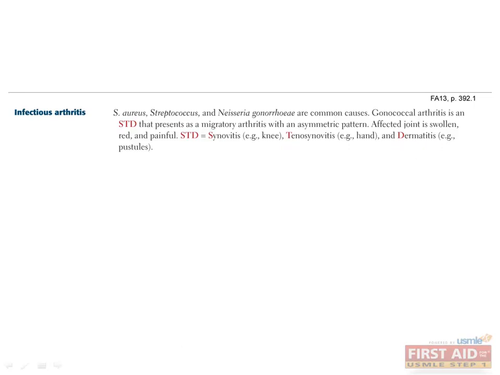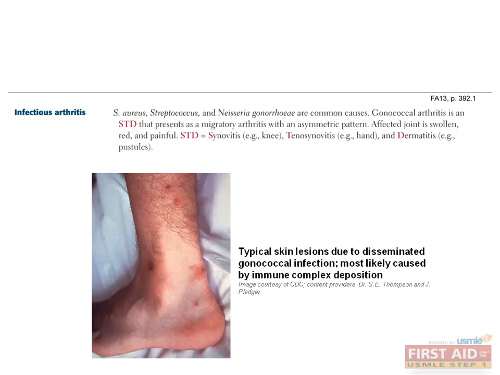There are classic organisms that cause septic arthritis, most importantly Staph aureus, Streptococcus, and Neisseria gonorrhoeae. You often see a classic boards question of a young adult who's sexually active who has a history of STDs who presents with red, hot, raging joint pain, which often represents septic arthritis caused by Neisseria gonorrhoeae. When you see the teenager and joint pain in a question, your brain should automatically go to this. Here you can see typical skin lesions due to disseminated gonococcal infection.